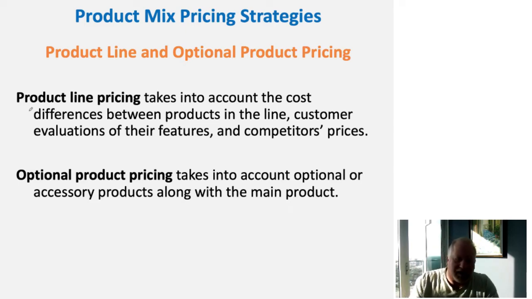Optimal product pricing, on the other hand, takes into account optional or what we call accessory products along with the main products. What it says is, if we were to combine all the accessories with this product and get to a point where we could really charge the most amount for that product and gather the most profits, what would that configuration look like? And how should we price our products under that configuration? That's what we call optimal product pricing.